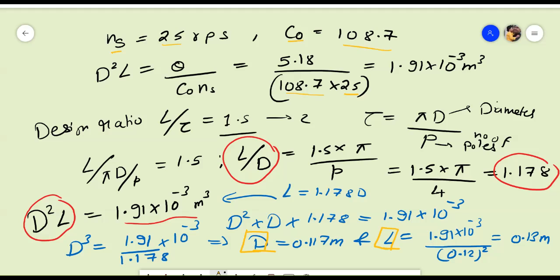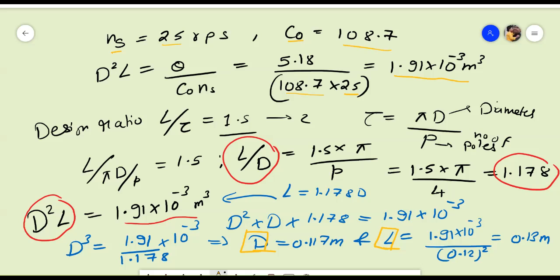So we got our D square L equal to 1.91 into 10 to the power minus 3 meter cube. We know that the design ratio is given by the ratio between the length L divided by the pole pitch tau, which is between 1.5 and 2. We can take values between 1.5 and 2. So for a cheap design, we can take this value as 1.5.